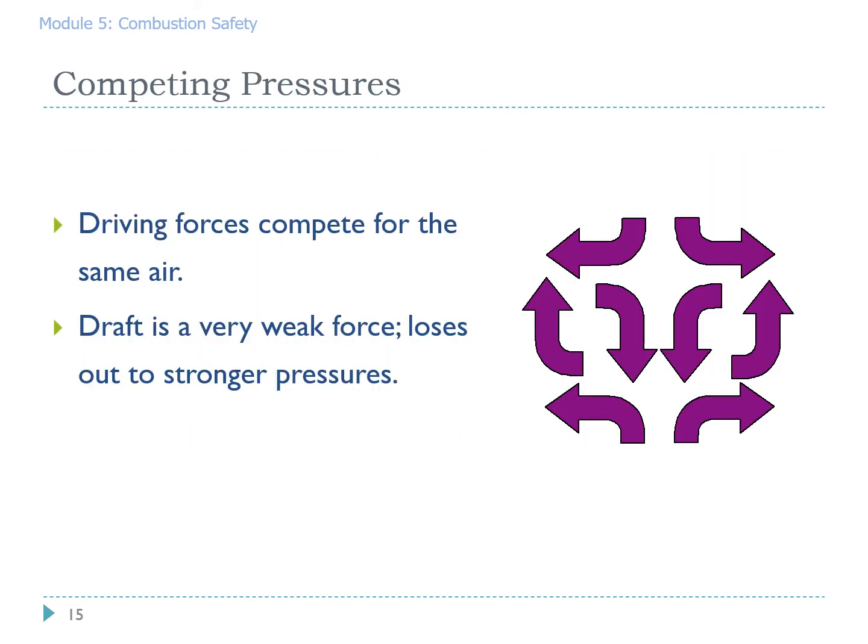There can be a lot of competing pressures for air. You can have the wind, you can have exhaust fans, and you can have duct leakage. The key to remember is that draft is actually a pretty weak force. It's only going to be tiny compared to what a big kitchen fan could do or what a furnace fan can do. So while draft is reliable, it can be outcompeted, and when it's outcompeted, backdrafting can occur.